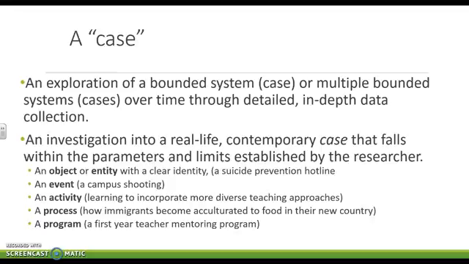So a bounded system could be a classroom. A bounded system could be a physical school building. A bounded system could be a hotline for suicide. You could bound it like that. However you define the boundaries, and then you study everything that you can find within it.